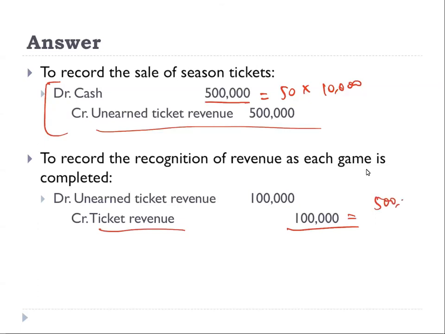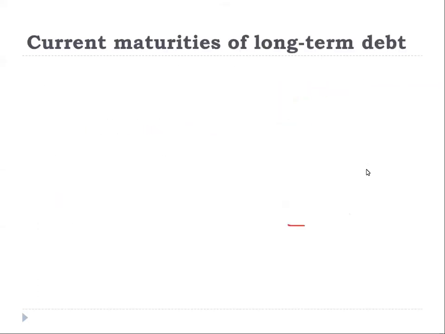So how do we get this 100,000? That's 500,000 divided by 5 games. So each game is 100,000. And we debit earned ticket revenue for 100,000. So this is the journal entry after each game is played. This is earned revenue. We have already talked about it in a previous class, actually.